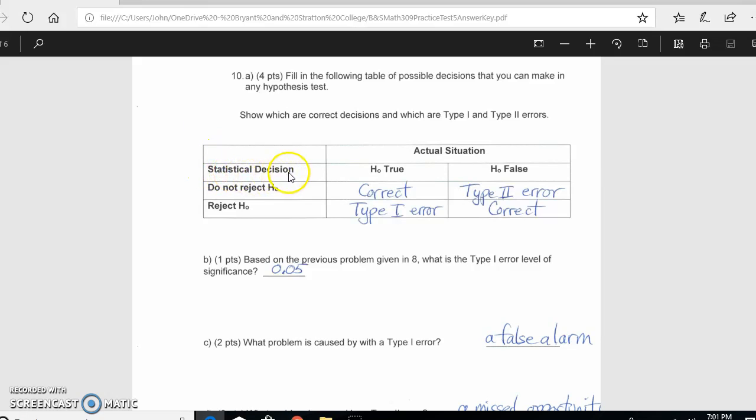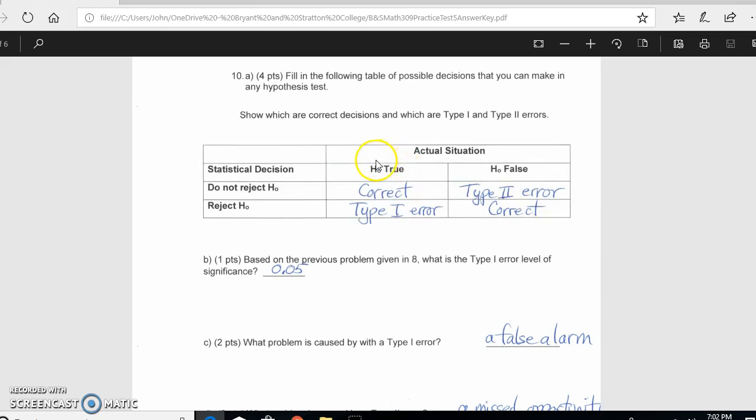So in this column we have the statistical decision that we could make. We could either fail to reject or do not reject the null hypothesis, or we could reject the null hypothesis. Those are the two decisions that we can make in the hypothesis test. And then over here we have the actual situations. In reality, the null hypothesis could be true, or the null hypothesis could be false.